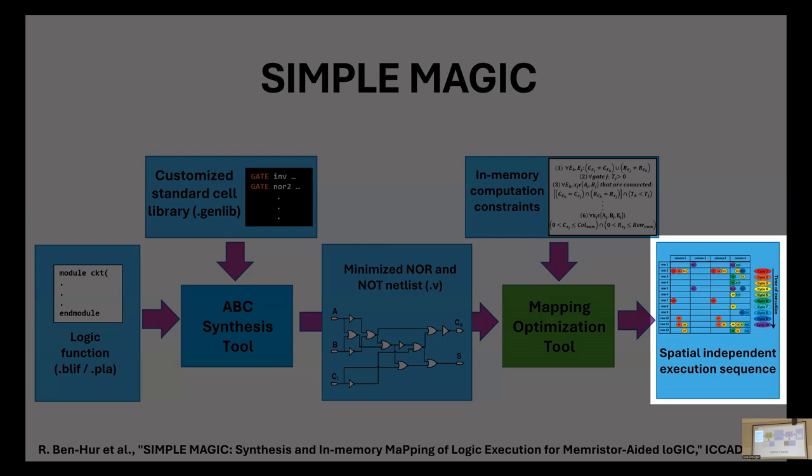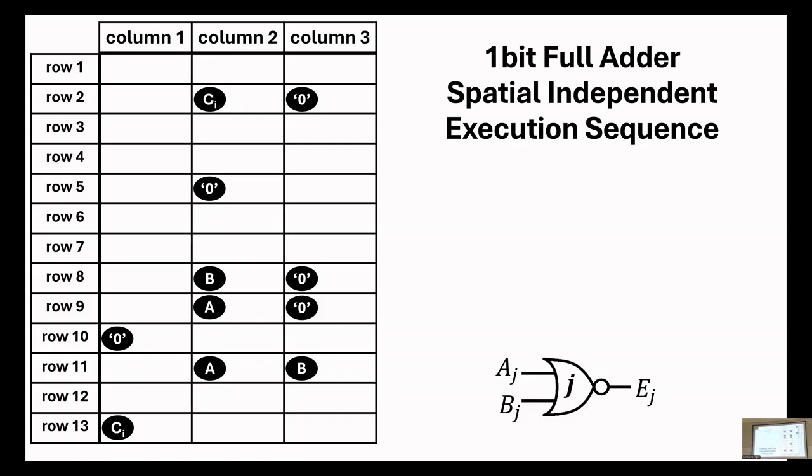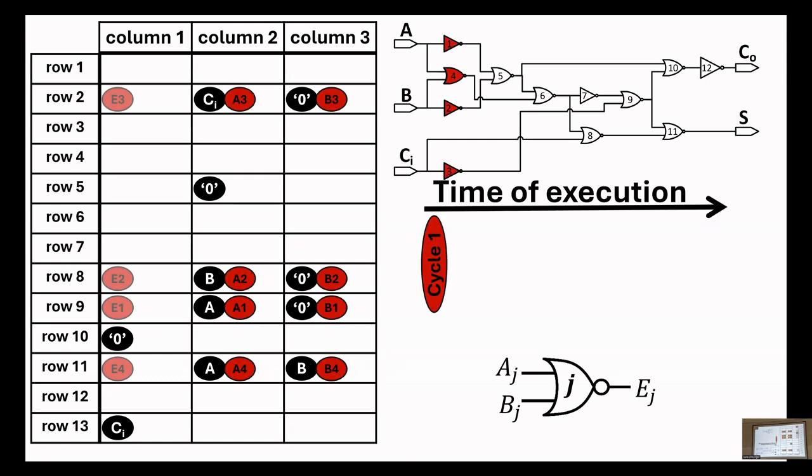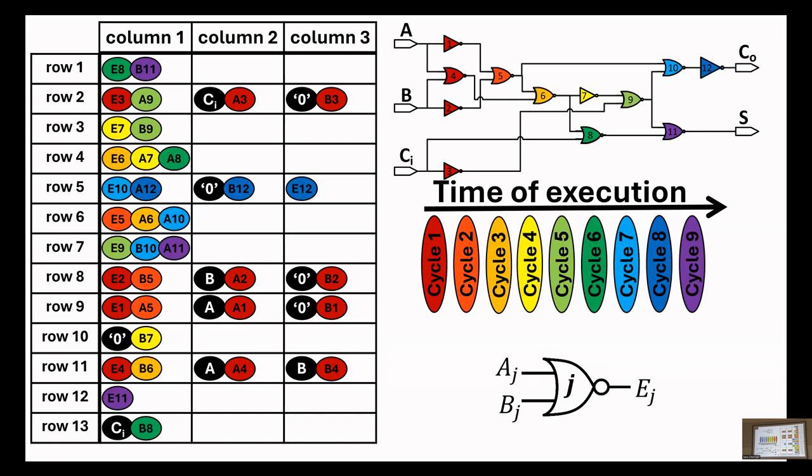Okay, so then we got the spatial execution sequence. For example, for the 1-bit full adder, this is the sequence. In the first cycle, we have 4 gates that are executed in parallel. Then in the next cycle, we have 1 gate, etc. And then we have the entire execution of the 1-bit full adder inside the memory using 3 columns and 13 rows. As you see, it uses both MAGIC NOR that is implemented in rows and NOR that is implemented in columns.